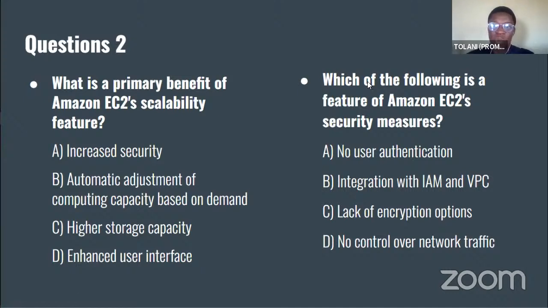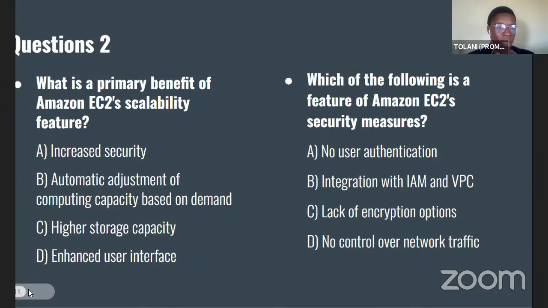And the last question we have is, which of the following is a feature of Amazon EC2 security measures? We discussed this. A is no user authentication. B, integration with IAM and VPC. C, lack of encryption option. And D, no control over network traffic. I think someone from the project management should please answer this question. The answer is B, so that we don't waste time. It's already 9:44. Okay. Yeah, the answer is B.